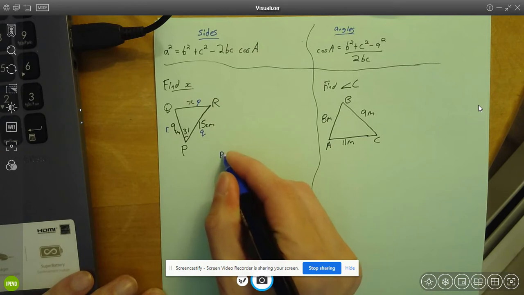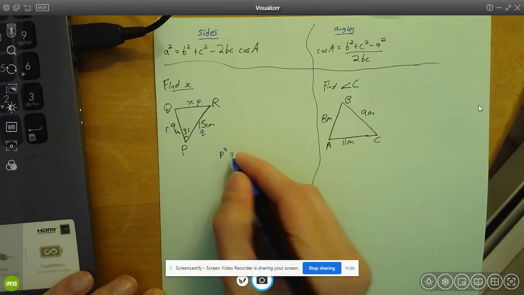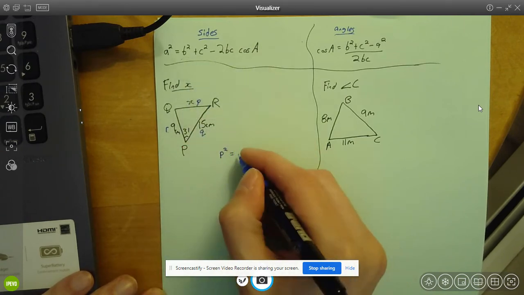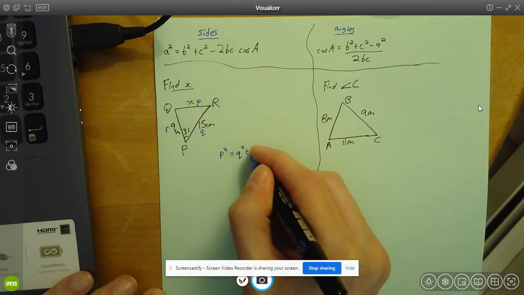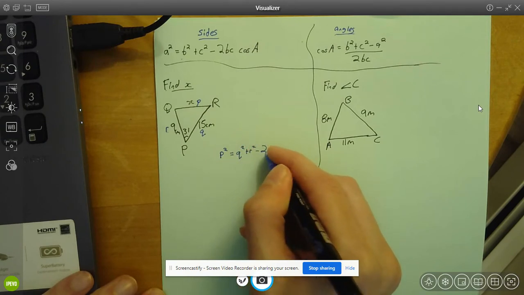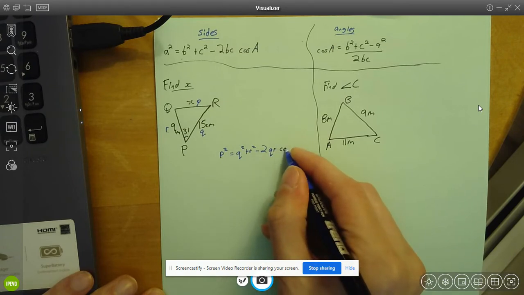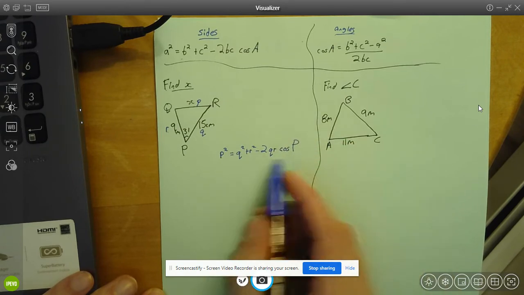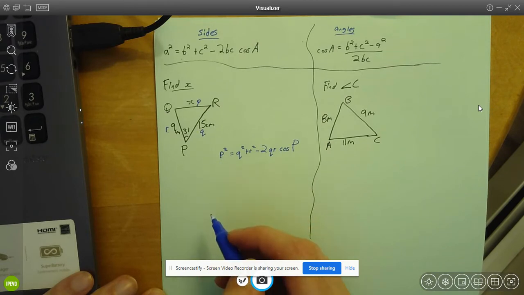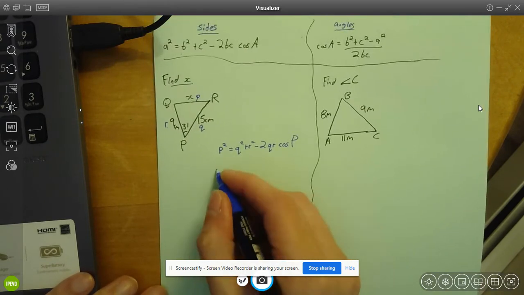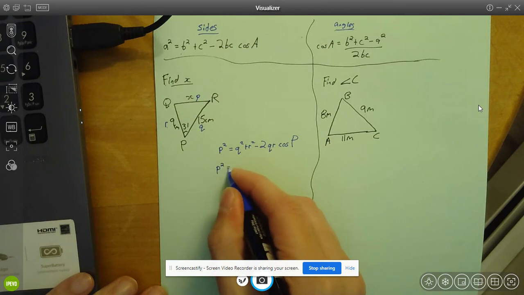I'm looking for side P. Whatever I'm looking for is going to go on the left. Then comes the other two sides. So I've got Q squared plus R squared minus 2. Then again, it's the other two sides, Q and R. And then cosine of the angle across from the side that I'm looking for. Okay, now I'm going to start plugging in information or data.